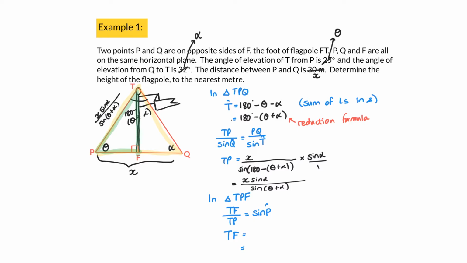So, like I did last time, I said TF over TP is equal to sine of theta. That means that TF will equal TP times sine of theta. Now I know what TP is. It's this long thing from before. So TF is going to equal x sine alpha times sine of theta, the sine of theta comes from my previous line, all over sine of theta plus alpha.